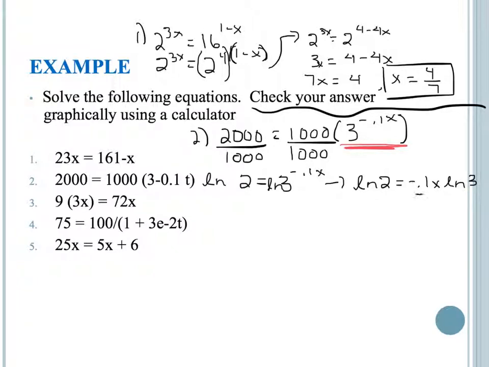And now I know the ln of 3 is some random number, big long decimal, and I know -0.1 is also some interesting number. So I'm going to take the ln of 2 and divide it by all those coefficients that I had on x. So this lovely fraction here is my exact answer, and I could approximate that by using a calculator, and putting the entire denominator in parentheses.